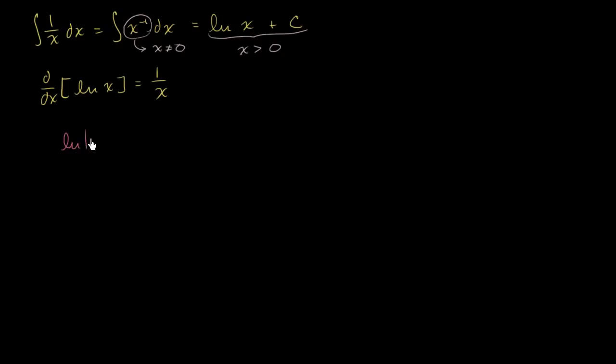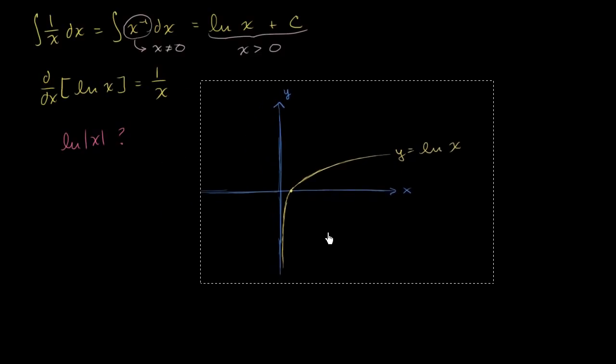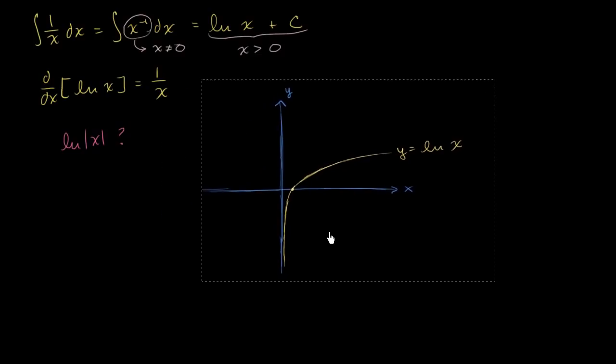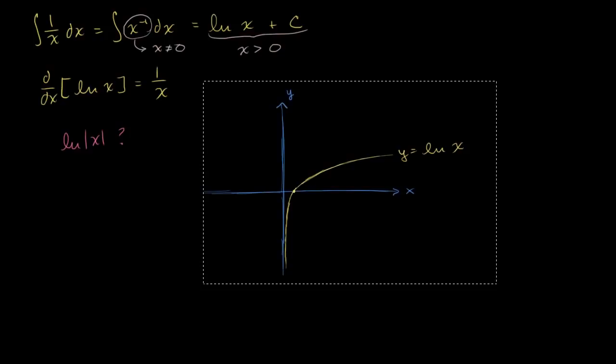The natural log of the absolute value of x. So I'll put a little question mark here because we don't really know what the derivative of this thing is going to be. And I'm not going to rigorously prove it here, but I will give you the conceptual understanding. So to understand it, let's plot the natural log of x. And I had done this ahead of time. So that right over there is roughly what the graph of the natural log of x looks like.